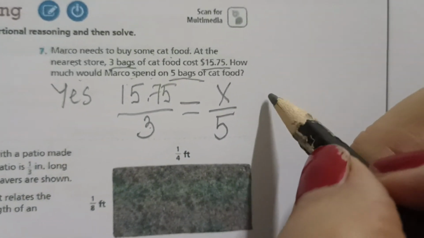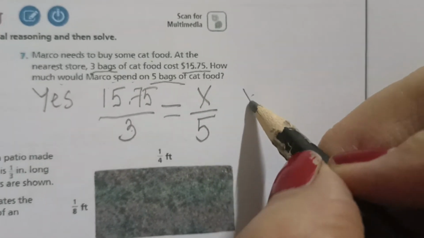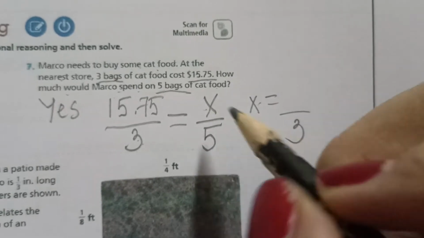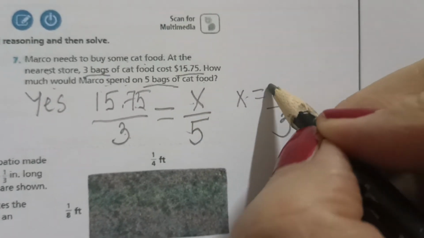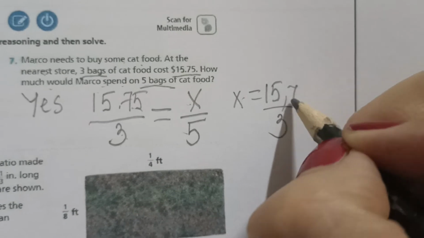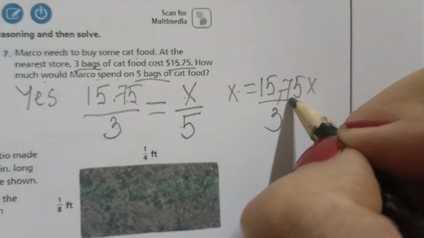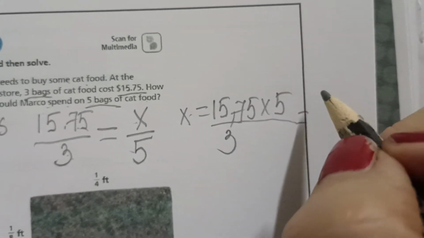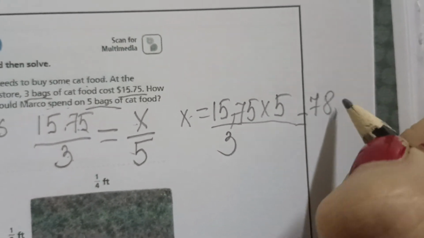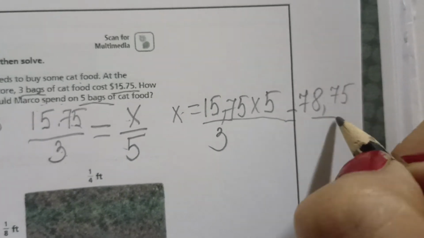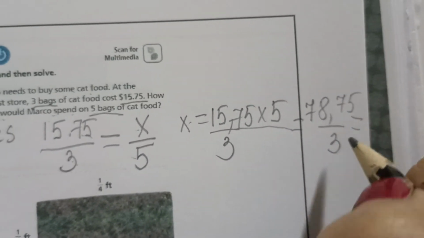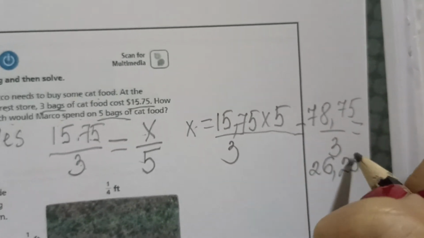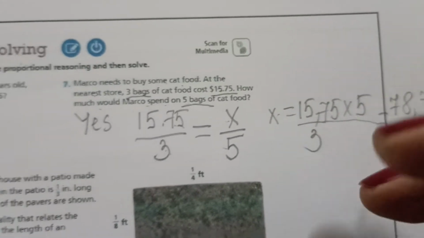Okay, so from here again you know how to find x. X is going to be that number 3 goes down, these two numbers you multiply, 15.75 multiplied by 5, and this is going to be 78.75 divided by 3, and the answer is going to be 26.25. Okay, so this is the answer for this.